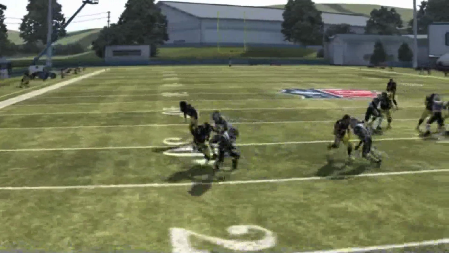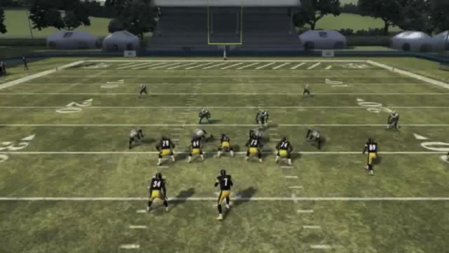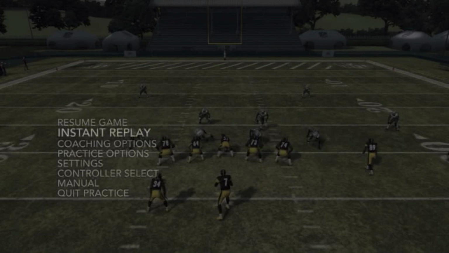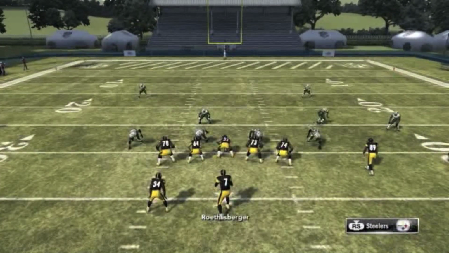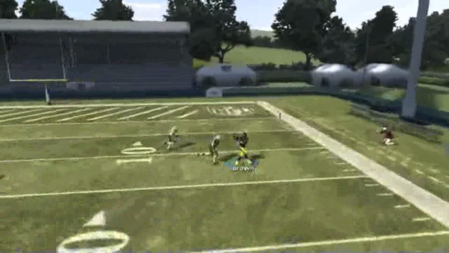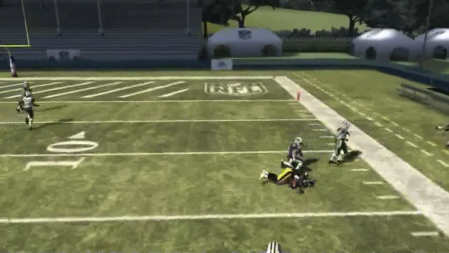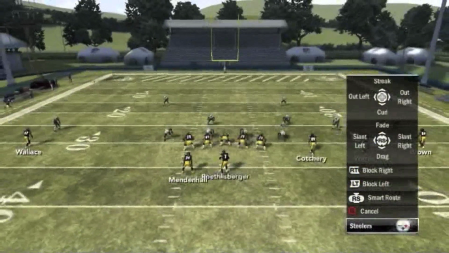And as you can see in the title, we're going to talk about read and react. That's a feature that's being confirmed that it will be in NCAA 13, and I couldn't imagine why it wouldn't be in Madden 13. So my question is, will read and react prevent these types of outcomes? As you see, I run the same play again. He does the exact same thing.